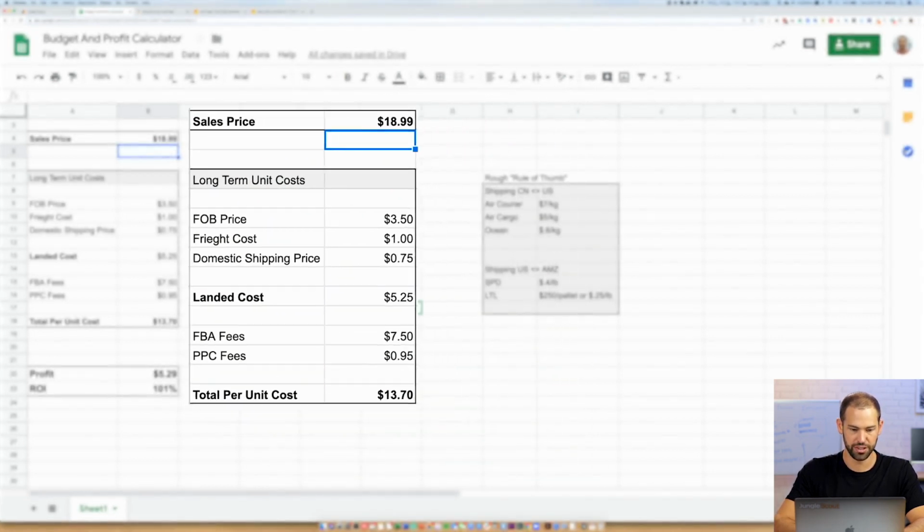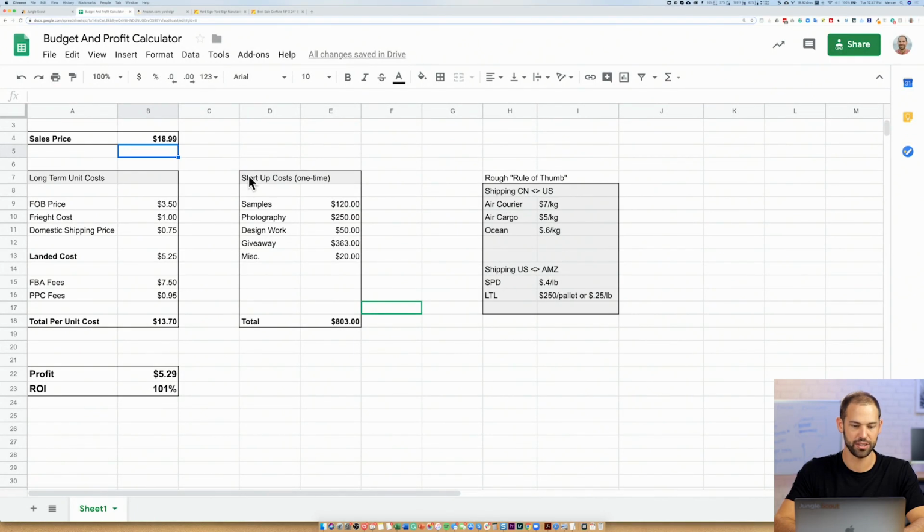Okay. So this is saying that before taking into account the startup costs, I have to pay out of pocket about $5.25 to land one of these at Amazon. And for every one that sells, I'm going to make $5.29 in profit. So that means for every $5 that I'm investing, I'm getting all my money back plus $5 more. It's like a 100% return on investment, which is really good. That's usually my goal, so if it works out that way, I would be pretty happy.